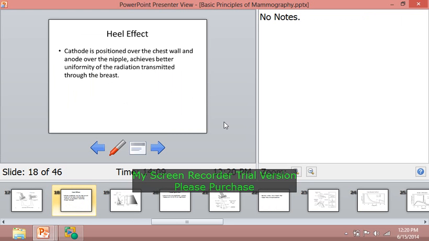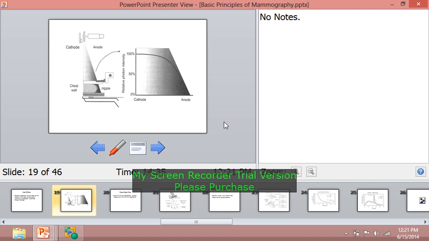Everybody knows here that with the heel effect, the X-ray intensity in the anode side and the cathode side is not the same. Cathode side always has higher X-ray intensity than the anode side. If at the middle we have 100% X-ray intensity, the intensity may decrease up to 70% in the anode side and may increase up to 140% in the cathode side. So utilizing the heel effect, we can put the higher thickness of breast near the chest wall in the cathode side, and the nipple region having lesser thickness in the anode side.